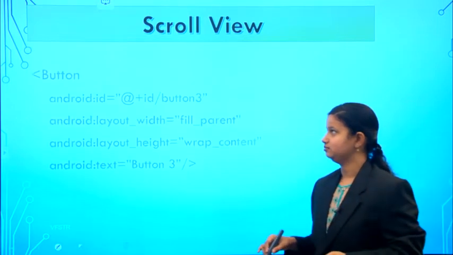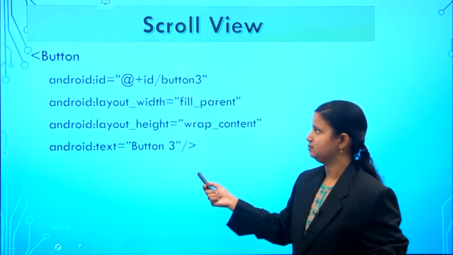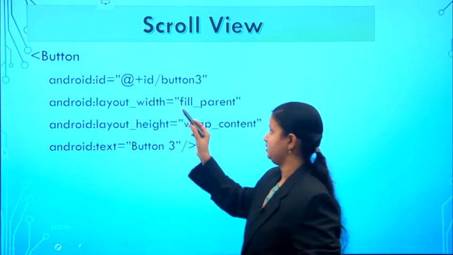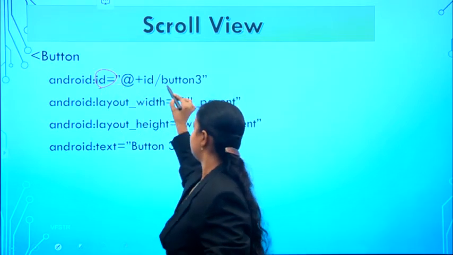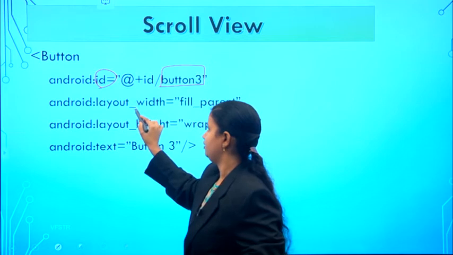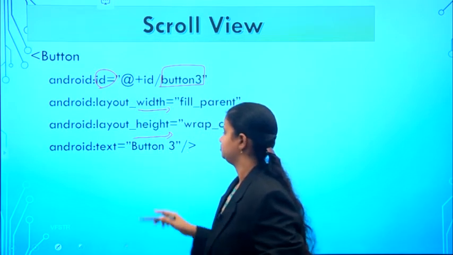And the next thing is we have to add a third button. What is the ID of the third button? It is button3. And what are the properties? Width and height.